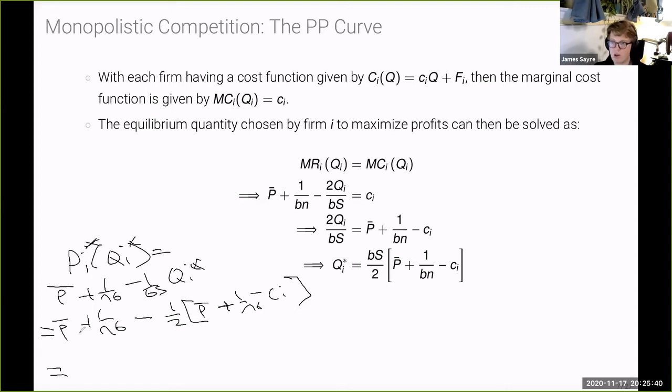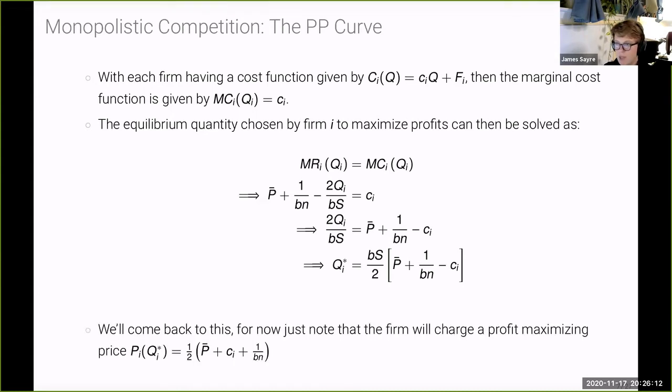So what I'll be left with is half P bar plus half NB, and then this negative sign cancels with this negative sign, and so in total I'll be left with half P bar plus NB plus Ci. And that tells me what the optimal price that my firm is going to set is. So that's how to do the math there, and the slides are showing the same thing here. This is the same price setting law. Okay, let's move on to the next slide.